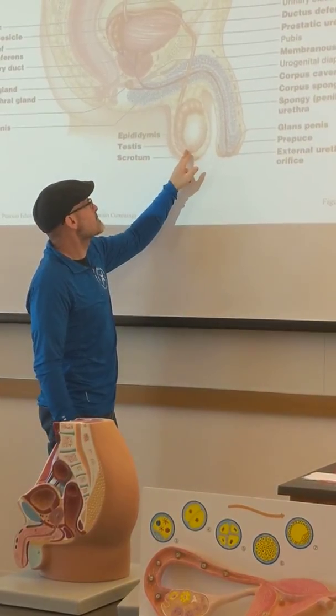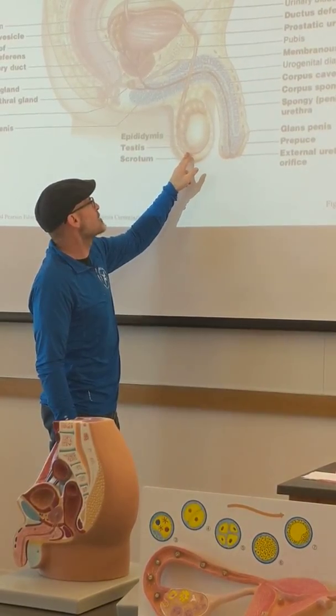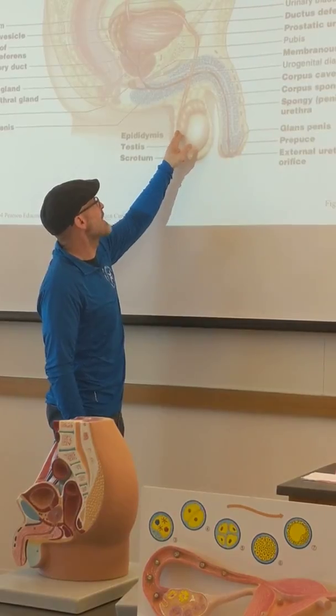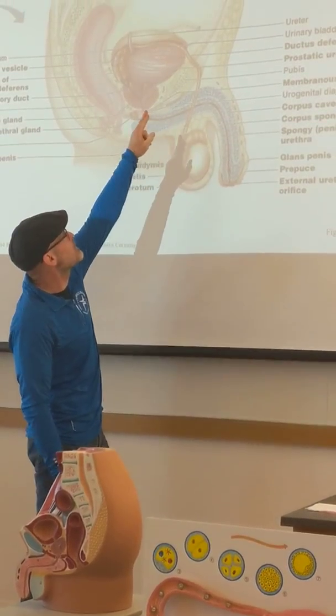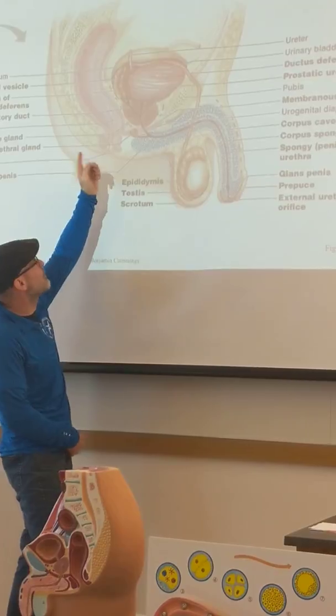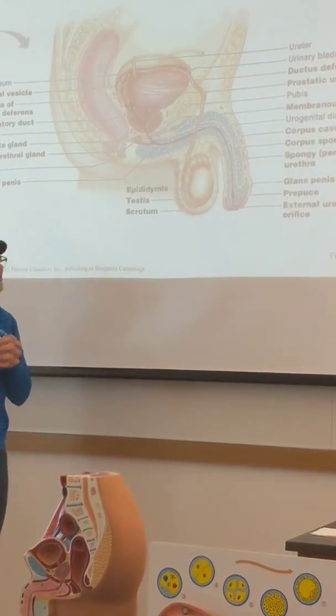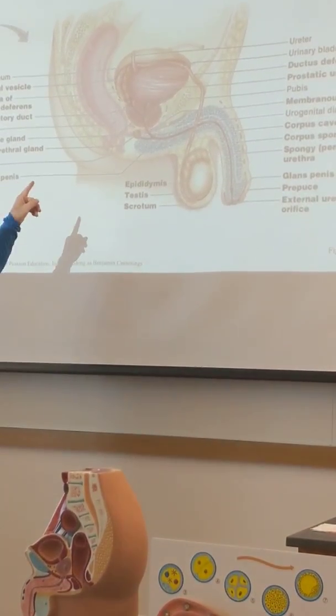From the epididymis, semen and sperm will be ejected via the vas deferens or the ductus deferens, which moves up anterior to the pubis, going around the back of the bladder and joins with the male urethra within the prostate gland and what we call the ejaculatory duct.